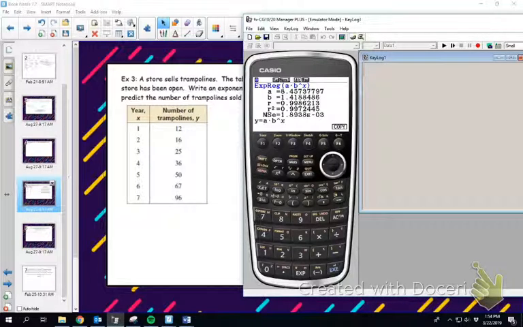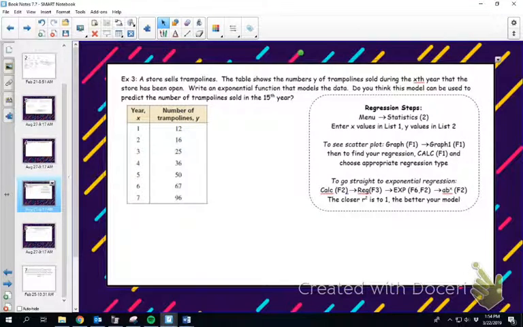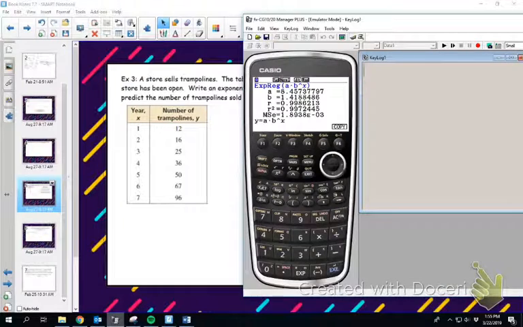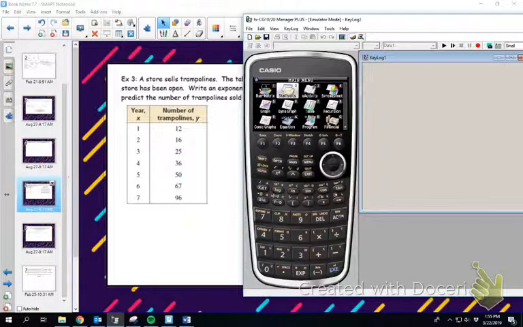All right, now the last thing on here is asking, do you think this model can be used to predict the number of trampolines sold in the 15th year? In this case, it may not make a lot of sense because think about how quickly this is growing. And if I actually plug in that value, I'm going to go ahead and look at my graph.